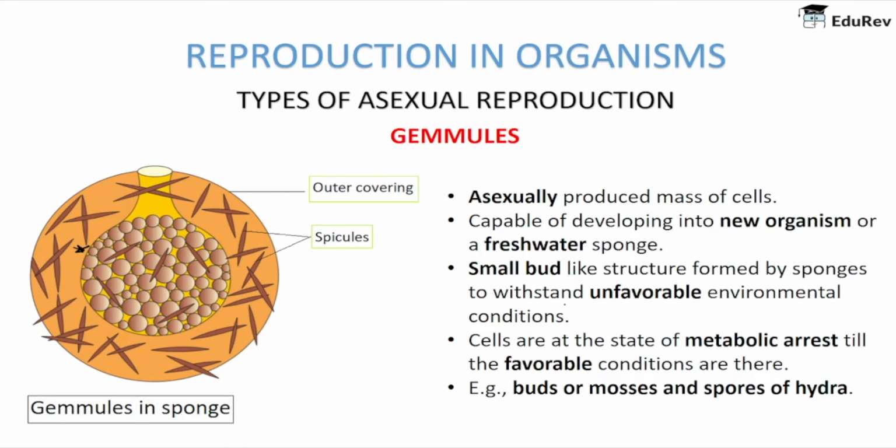As the image shown on your screen, you can see that these are small bud-like structures which are formed by these sponges. Basically, they are formed to withstand the unfavorable environmental conditions around them. So it technically means that these cells are at a state of metabolic arrest, means they are dormant and will get activated when there are favorable conditions. And being activated means they can then germinate into a new organism or a freshwater sponge. The formation of gemmules is generally seen in the buds of mosses and spores of hydra.